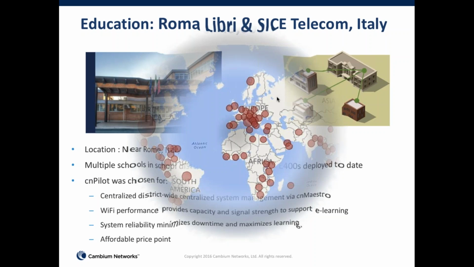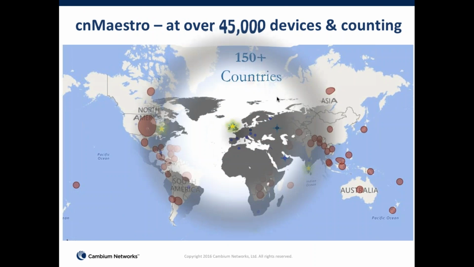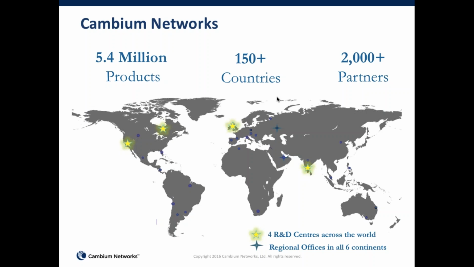A brief word on how far we've come along in about a year and 3 months since launch of this product. We're now deployed in all 6 continents around the world. A vast majority of our deployments are in Europe and North America. And with over 5.5 million products in operation in over 150 countries, we support all of our equipment through our partner network and also through our 24/7 Tier 1, Tier 2, Tier 3 support.